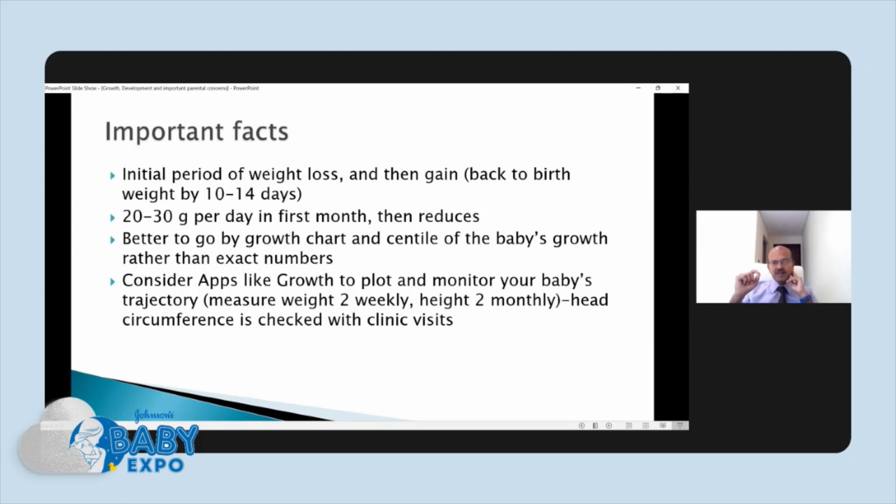It's very important that we don't overfeed the baby. We don't push them to keep feeding more to gain weight because it doesn't help. It's better to go with the natural process, and there are long-term concerns if the baby grows fast, as we will discuss later.